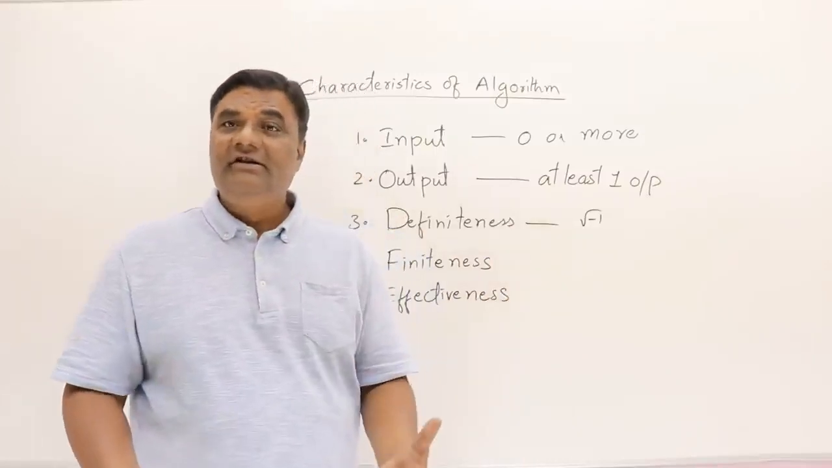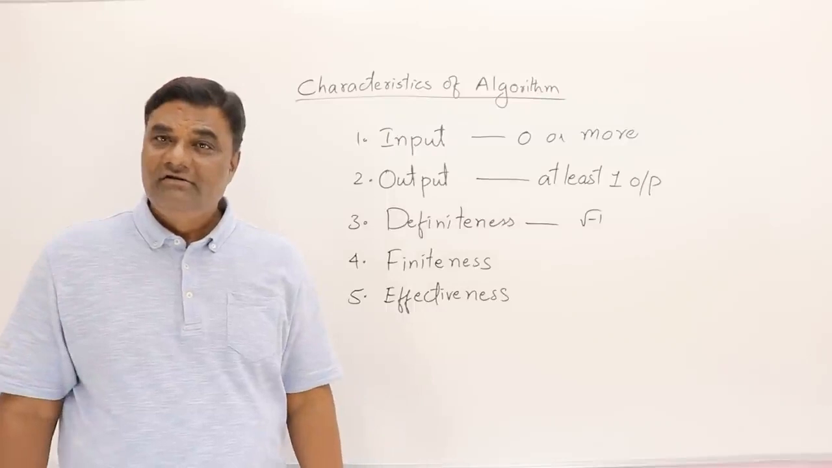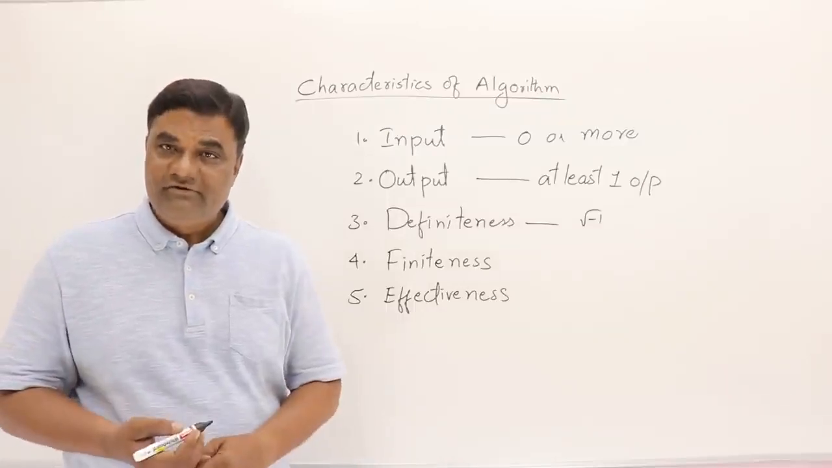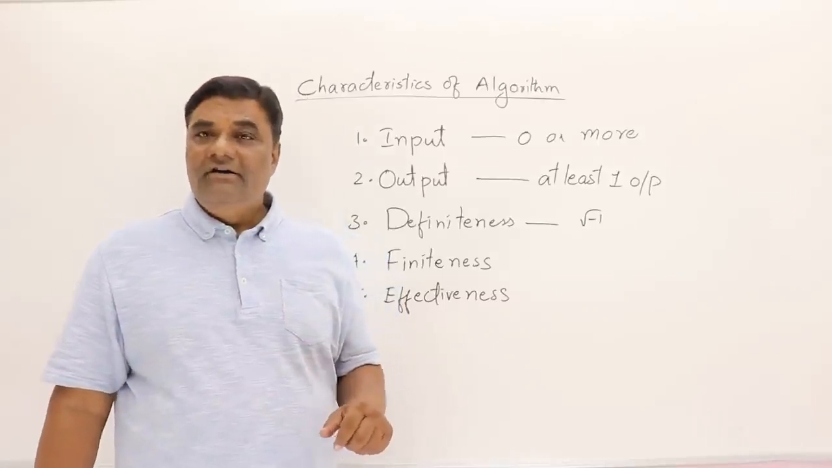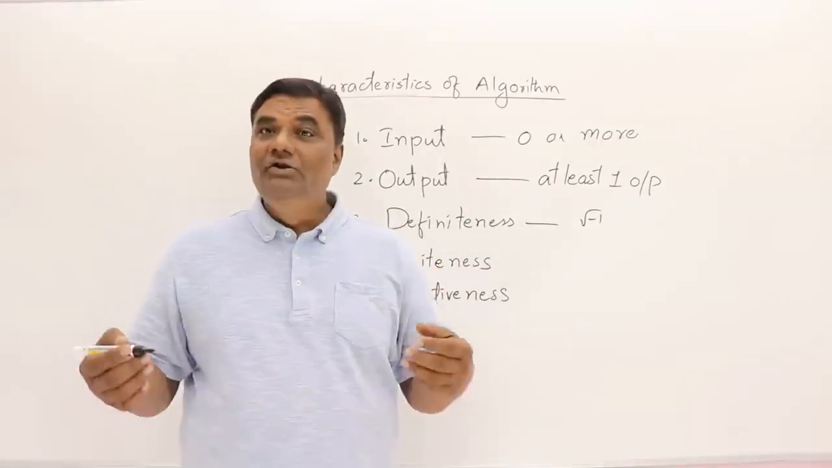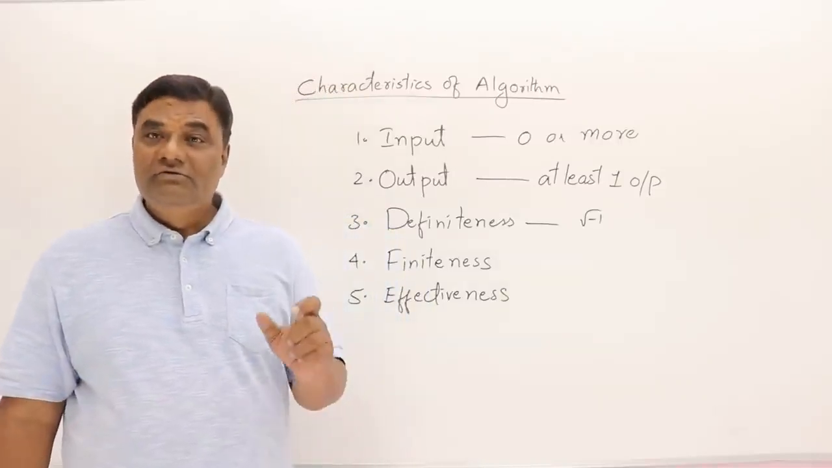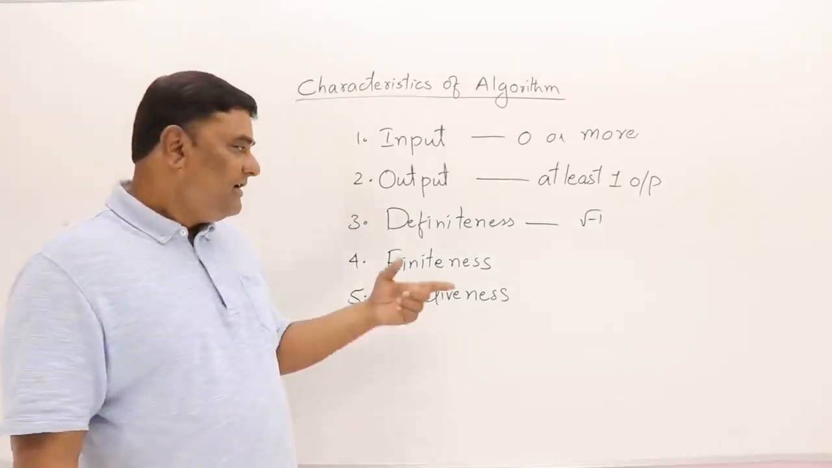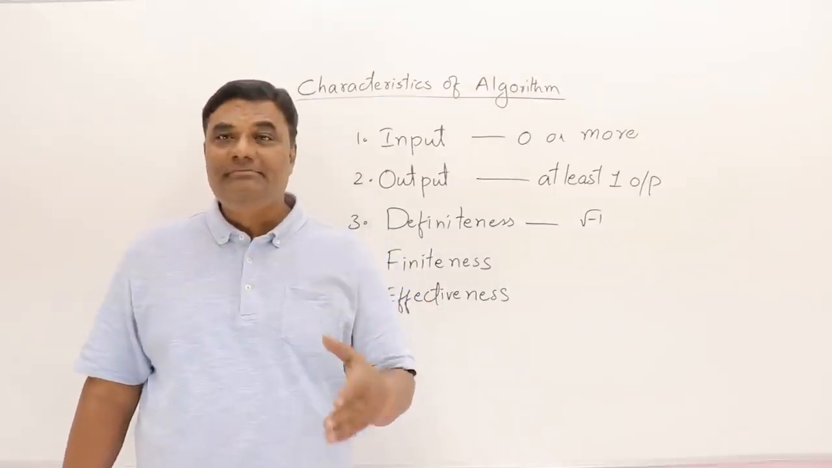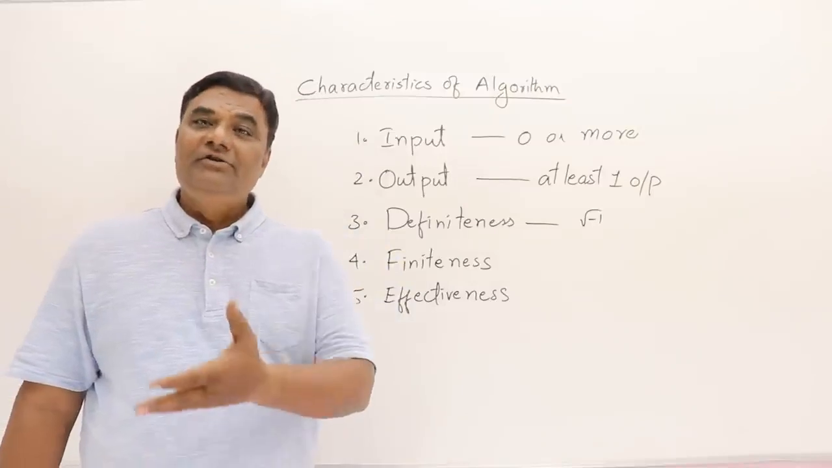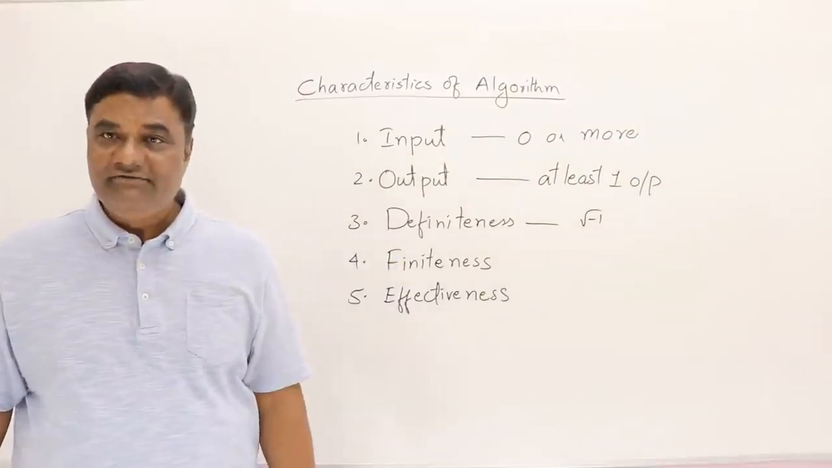Definiteness. All the steps that you are doing are known steps only. You are not doing anything magical. Known steps you are performing. Every step that you are doing here is a known step and nothing is magical. And finiteness. If you are preparing a dish, you will stop at some point and the dish is ready. If you are doing a chemical experiment, you will stop at some point and the solution is ready, definitely.